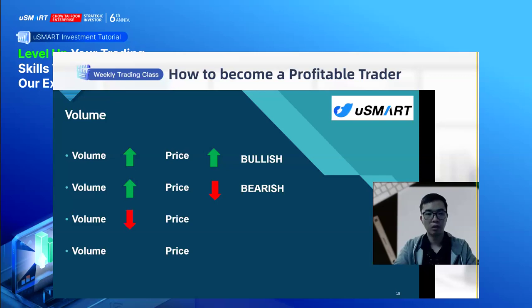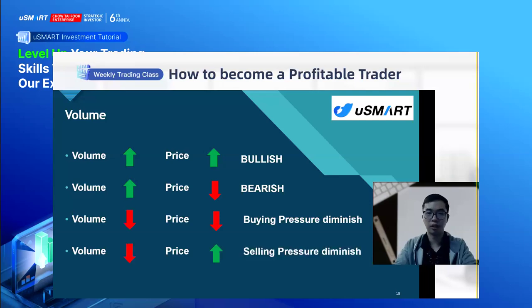So for the volume, when the volume is decreasing and the price is decreased too, it means that the buying pressure is diminishing. So here we cannot say that it's either bullish or bearish. We just indicate that the buying pressure is diminished. So lack of interest in buying. All right. Then when the volume is decreasing and the price is increasing, the selling pressure is diminished.